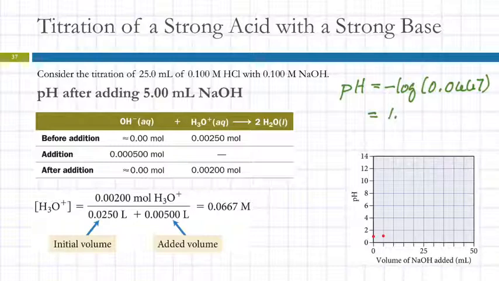So 1.717, 587, call it 1.176. Any questions? So the pH went up, right? Because the sodium hydroxide reduced some of the acid concentration.